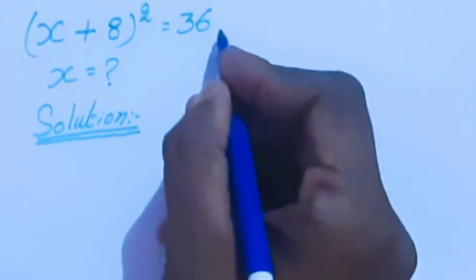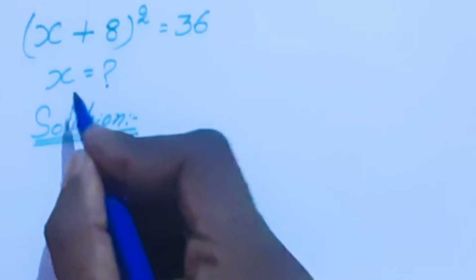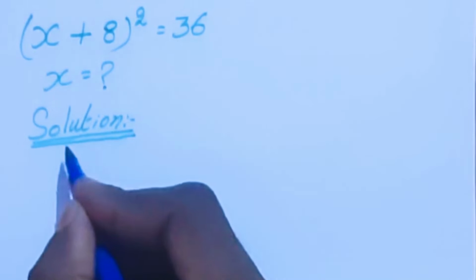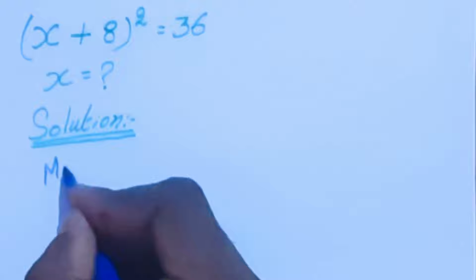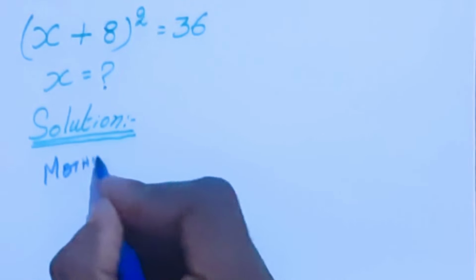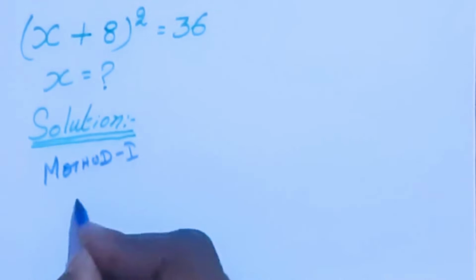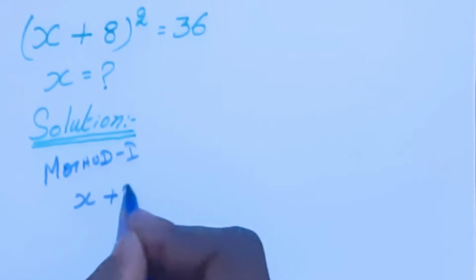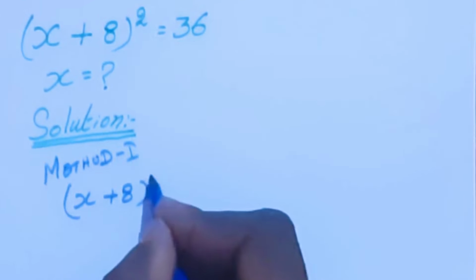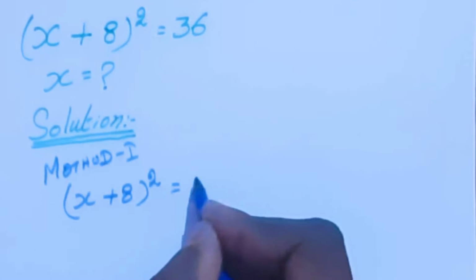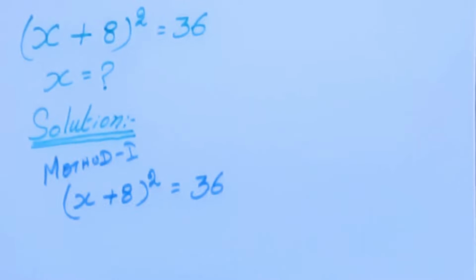Today we are going to solve this problem to find the x value. The solution we are going to have in two methods. Here, method 1: (x + 8)^2 = 36.